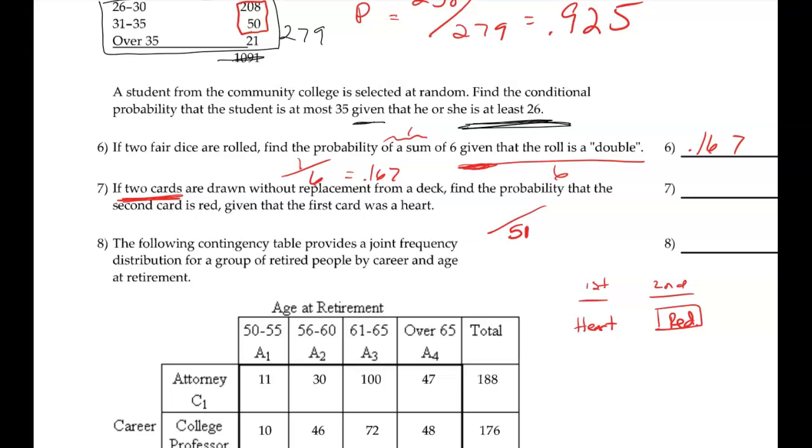All right. Normally, half of the deck is red. So that means normally we have 26 red cards. But that first card was a heart, and we know hearts are red. So we no longer have 26 red left in there. We have 25. So we're doing 25 out of 51, which 25 divided by 51, I believe, does work out nicely, 0.490.